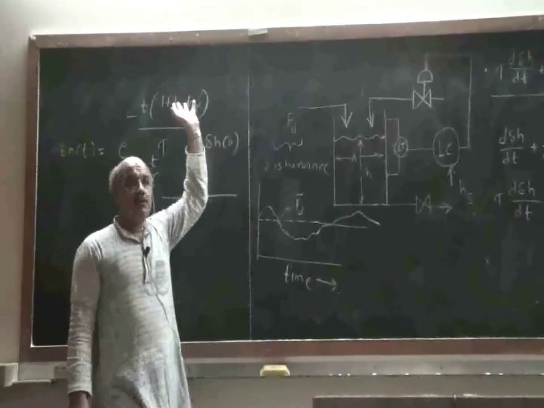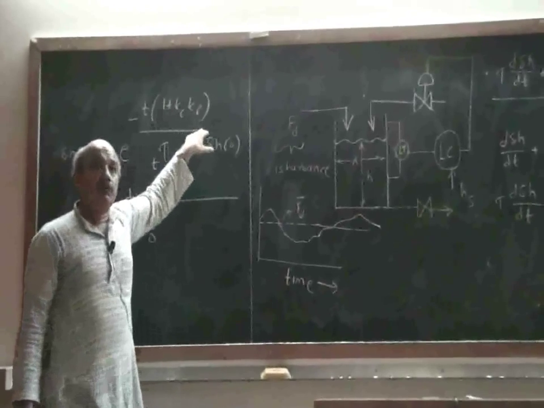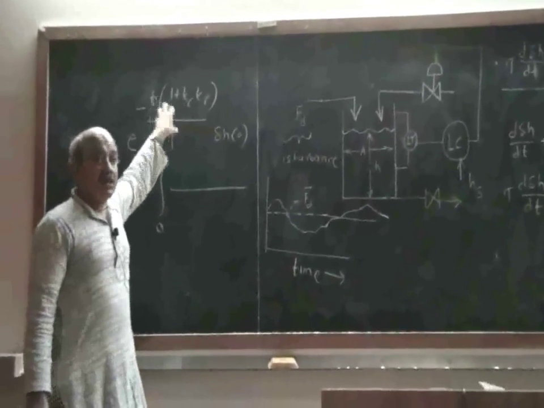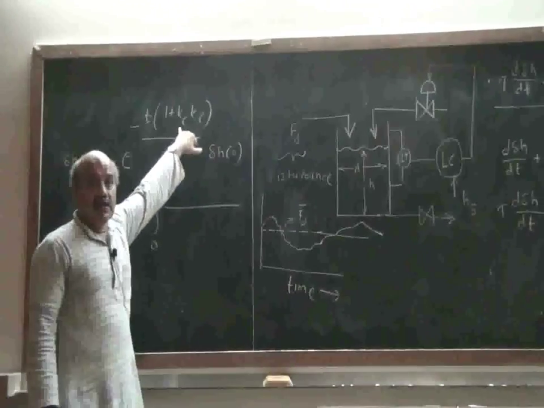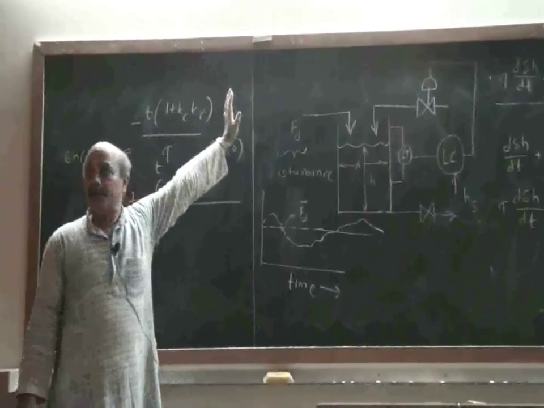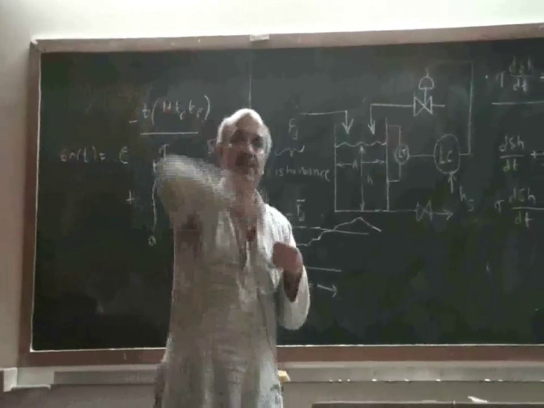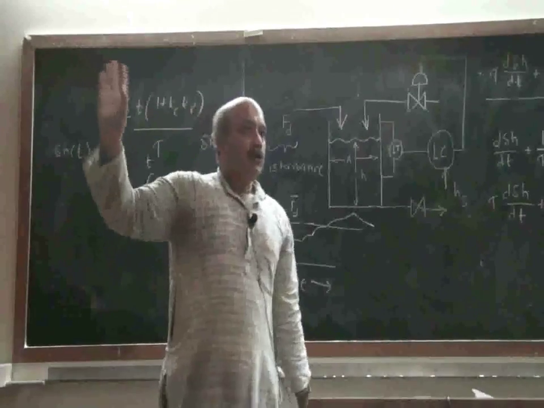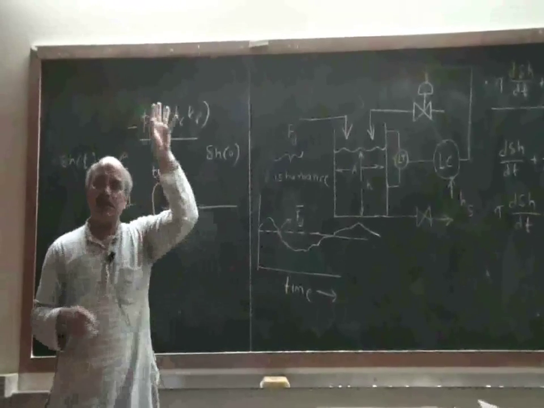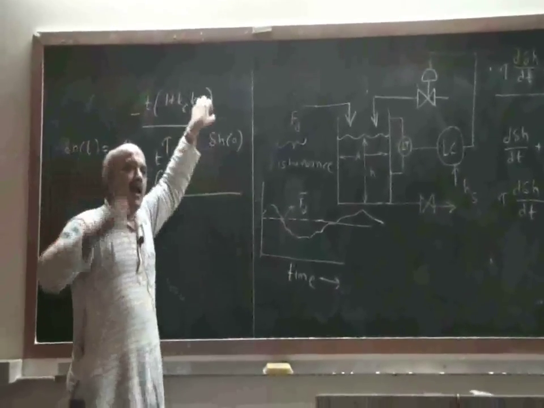For example, what will happen if this value somehow becomes negative? What will happen? If you by mistake choose Kc value in such a way that this whole thing becomes negative, this will go to infinity. Okay, which means the level will start growing. You make a mistake, level will start growing. You cannot afford this because the water will spill or whatever. The level is actually not going to go to infinity. The volume will be finite and the water will spill and you have problems.